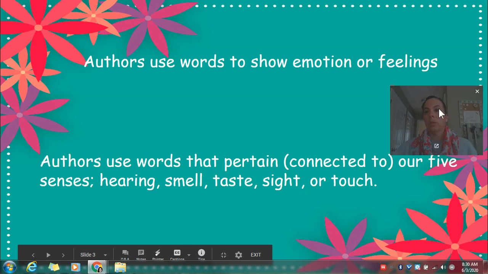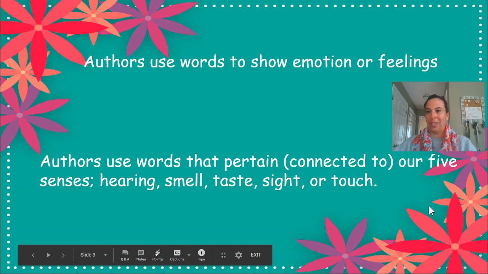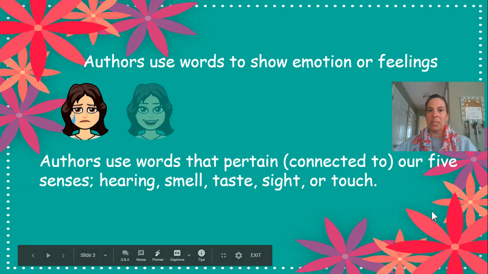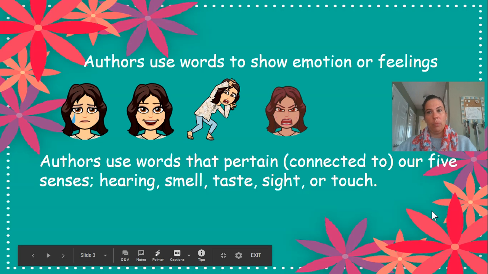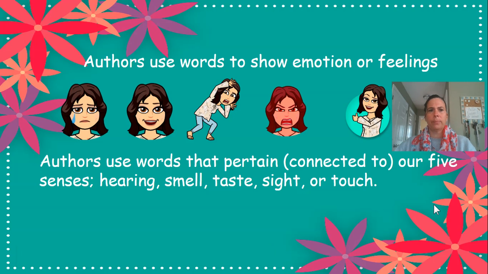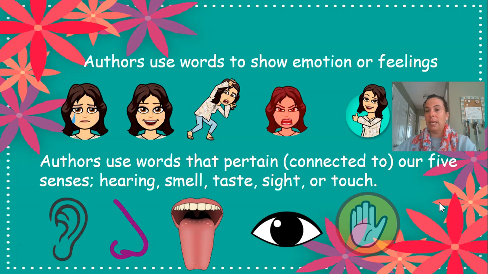We also know that in poetry, authors use words to show emotion or feelings. They show us being sad or happy, scared, surprised, angry, and sometimes everything is just great. It's a feel-good poem. Authors also use words that are connected to our five senses: hearing, smell, taste, sight, or touch.